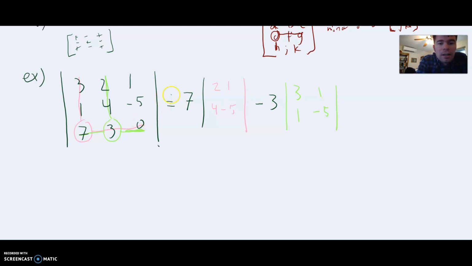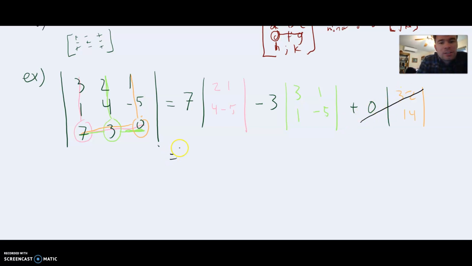All right, and then we're going to have plus, because it's that third position, plus 0 times its minor. And I don't really need to write down the minor here because it's going to be multiplied by 0. But just in case I want to get a little extra practice with that, that's going to be 3, 2, 1, 4. Now again, I chose this strategically so that that last term is just going to go away because it's 0 times something.